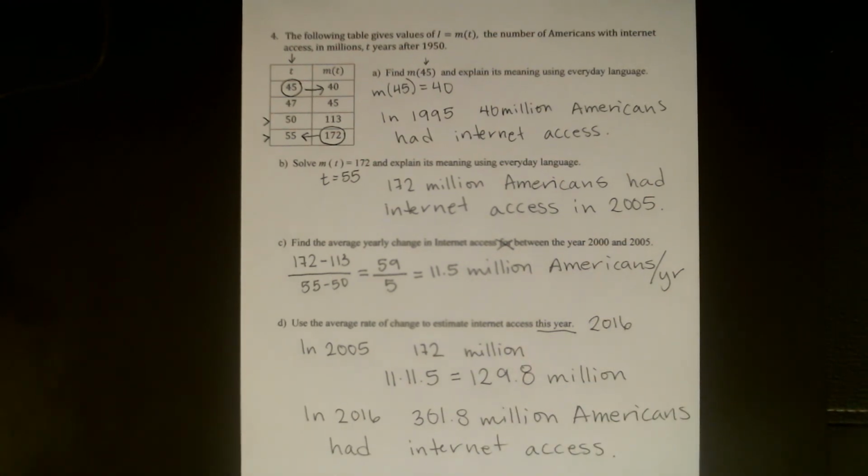Okay, so again, this doesn't ask you to answer in a complete statement. So if you just said 301.8 million, I would be happy with that. You should definitely get at least the million in there. That's really important. It's not 301 people, it's 301 million people.